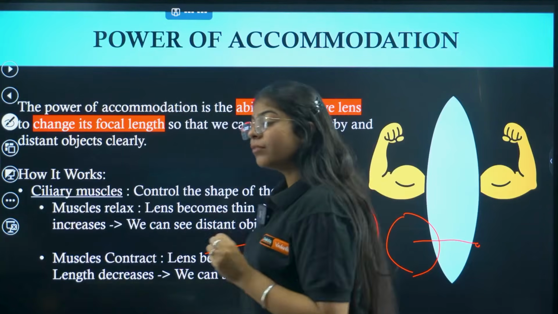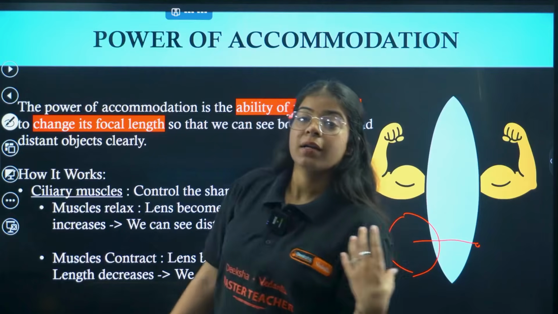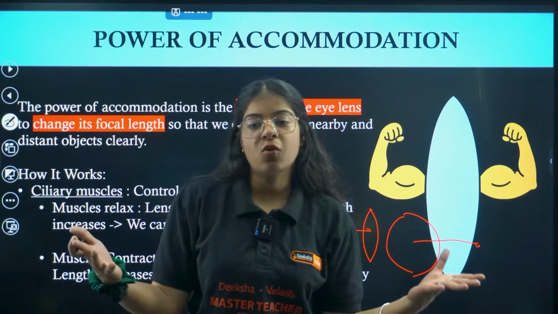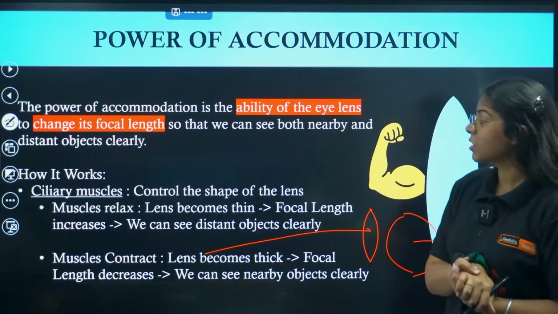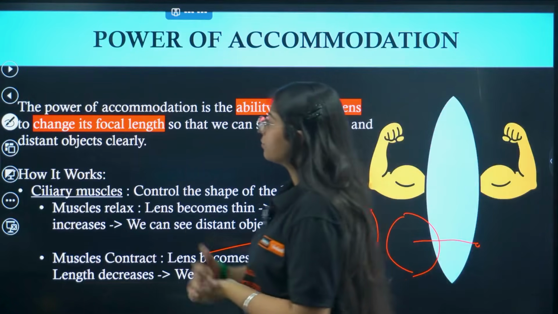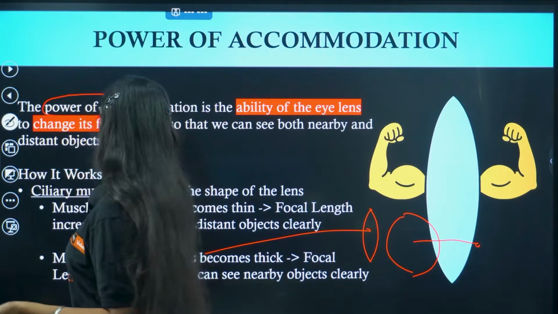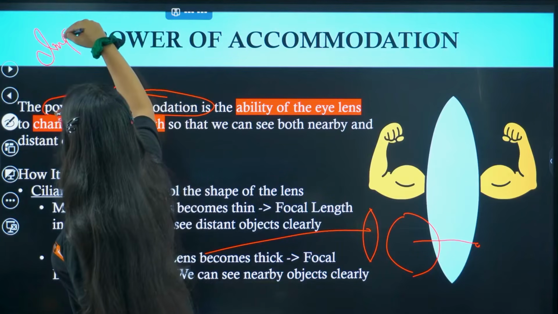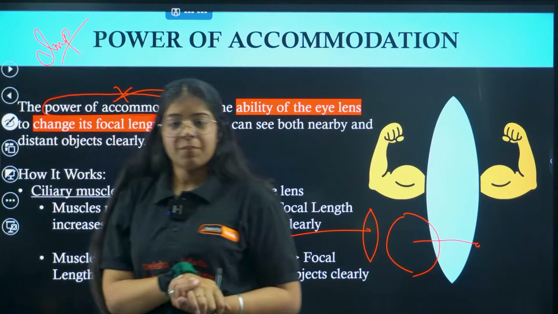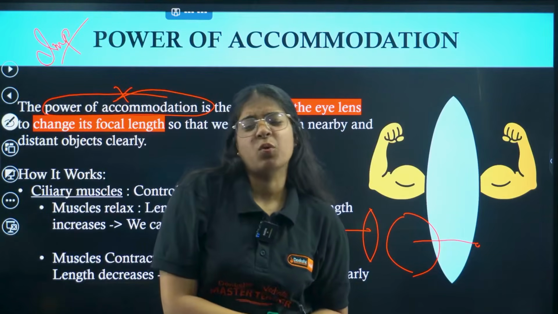So the ability of our lens to change its focal length so that we can see far objects or nearby objects clearly is called power of accommodation. Very important. This is very important. Okay? Very important topic. How does it work, ma'am?